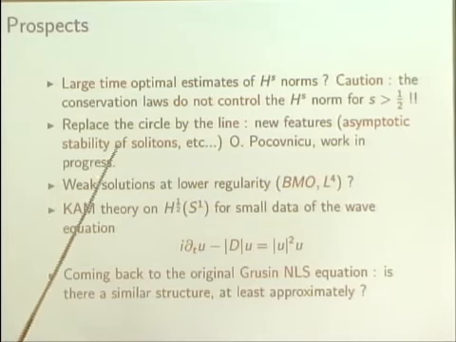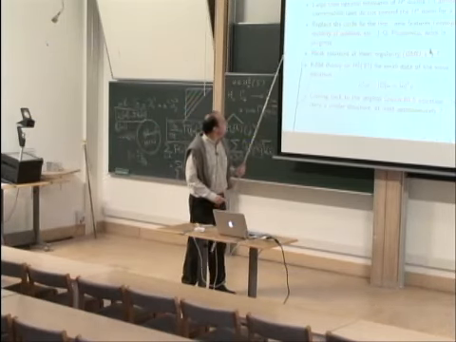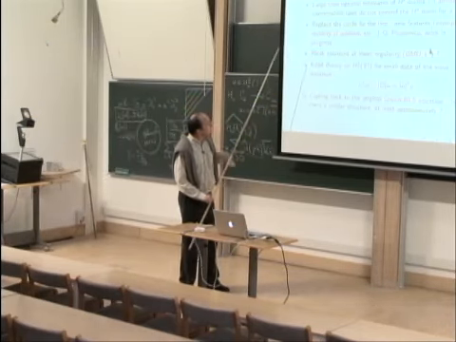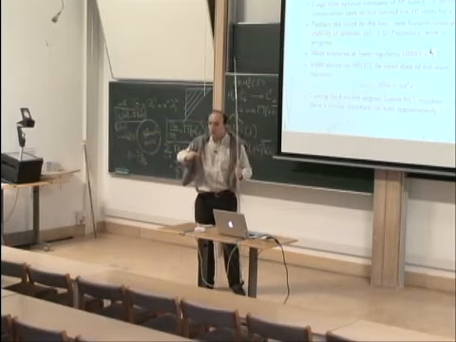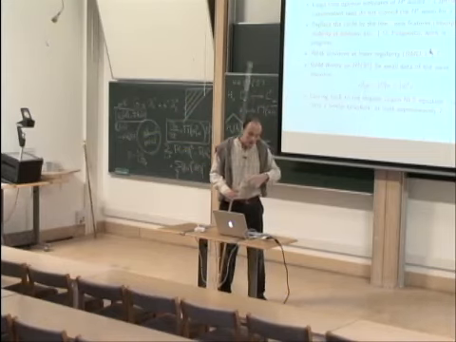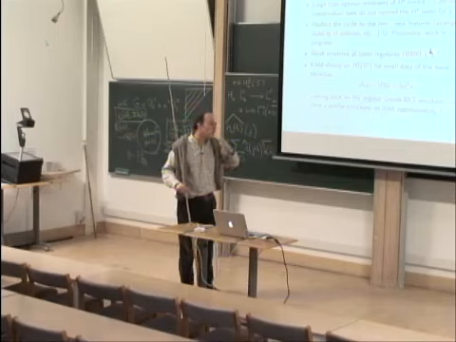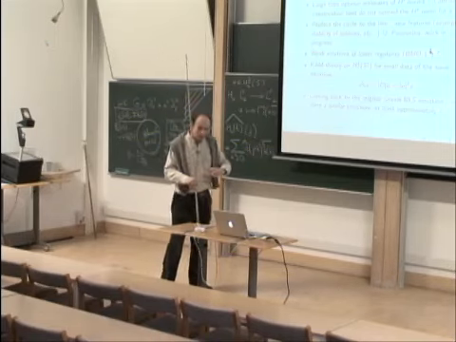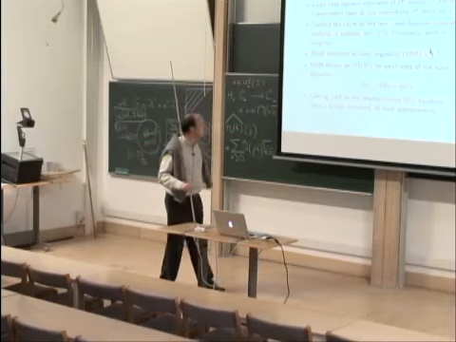You can also try to replace the circle by the line. So you work on the line, you have the same kind of properties, which is still, of course, an integrable system, but it's even more interesting to some extent because you have new features. In particular, you have asymptotic stability of solitons. You have much fewer solitons. Essentially, you have just one, but not all, a large class of solutions expand as a sum of solitons for large time, plus something which goes to 0.